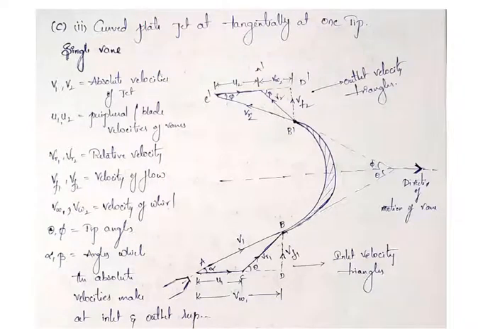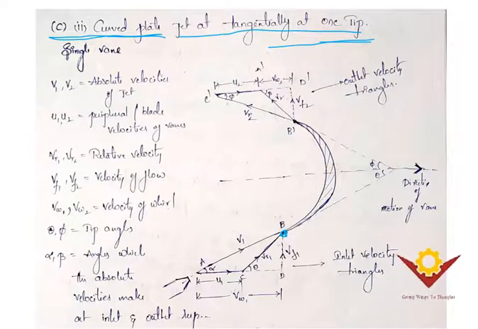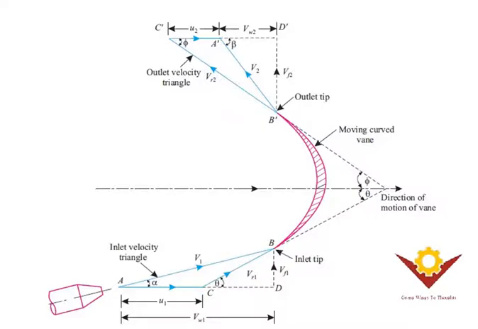And this is the second case in the curved plates. Okay, second case in the curved plates. Here the jet will strike the plate at the one tip or tangentially at the tip. Clear? You can see here, this is your tip, this is your curved vane, and this is your tip. On this tip, your jet is striking with velocity V1. Okay, we'll see clearly.